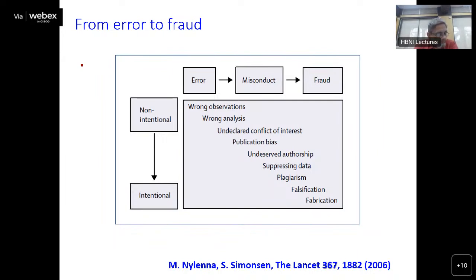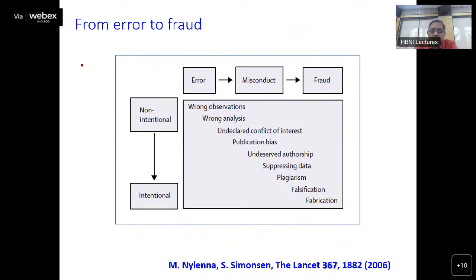And in fact, one way of looking at it is that suppose a particular set of data is not fitting into your hypothesis, like what I said earlier, and you feel that if you throw it away, then you have a better chance of supporting your hypothesis. Okay, so that is what is meant by basically suppressing of data.